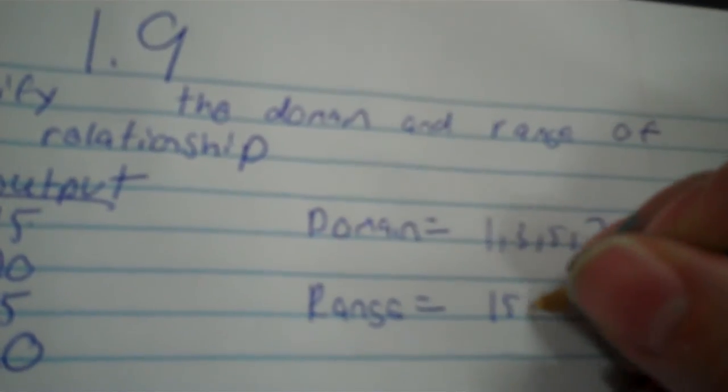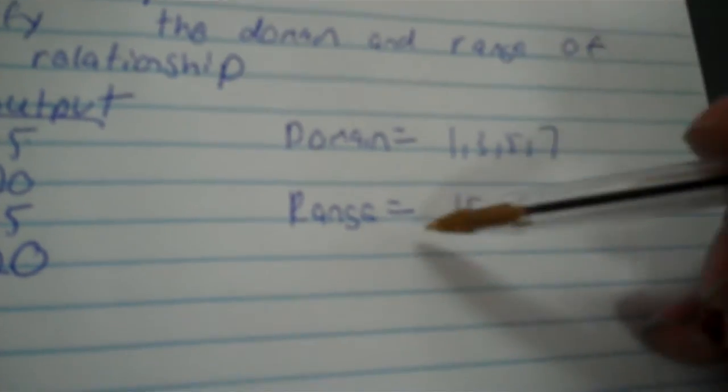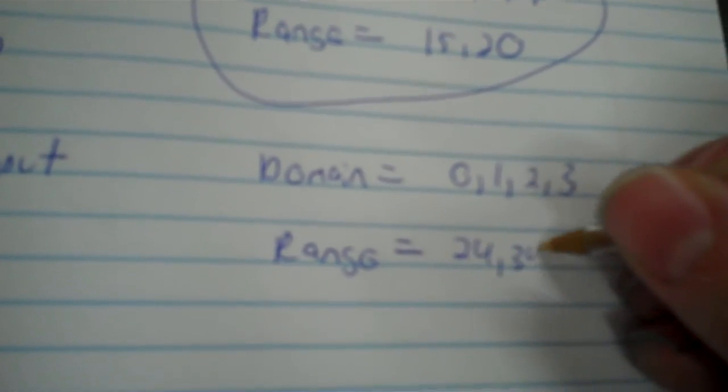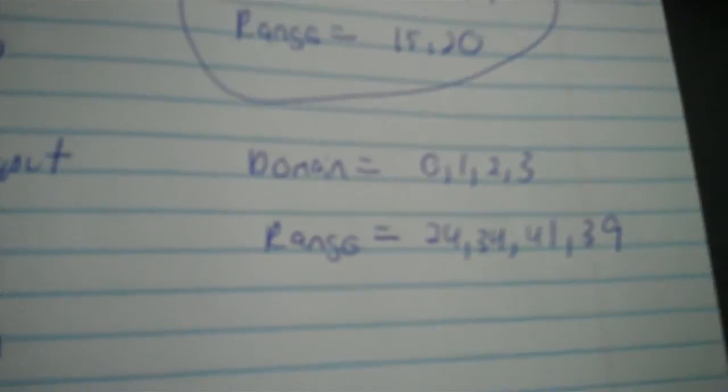Now I'm going to put 15, comma 20, and then I'm going to stop. I don't need to write the same number twice here. Okay, next one. 0, 1, 2, 3, and 24, 34, 41, 39. Domain 0, 1, 2, 3. The range 24, 34, 41, and then 39. That's what you would type for those answers.